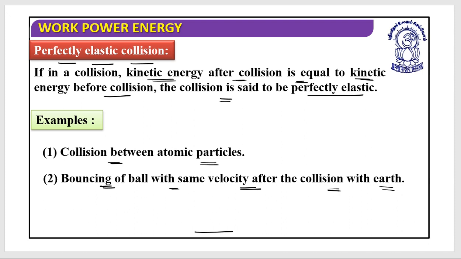The situation is something like this: let's suppose this is the object, and we have dropped it from here. It is going to collide with the earth's surface over here, and again rebound to the same height. This is the case when it is rebounding after collision. So these are the cases of perfectly elastic collisions.